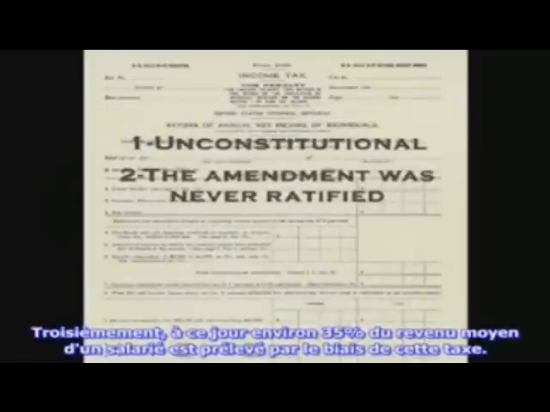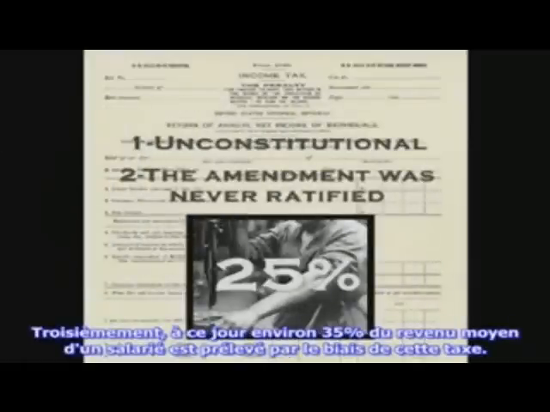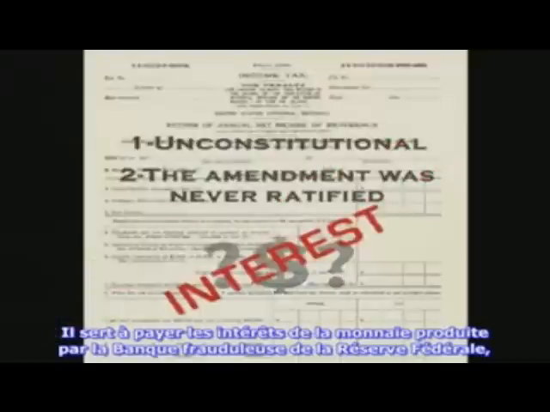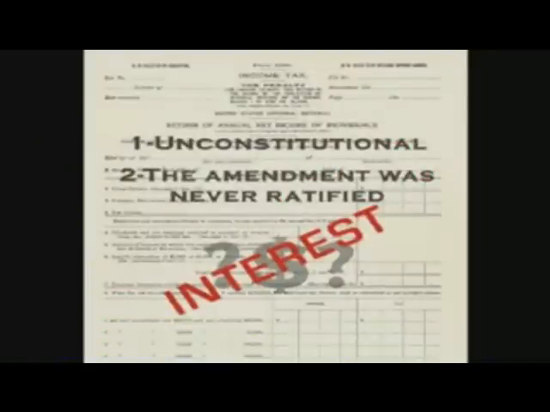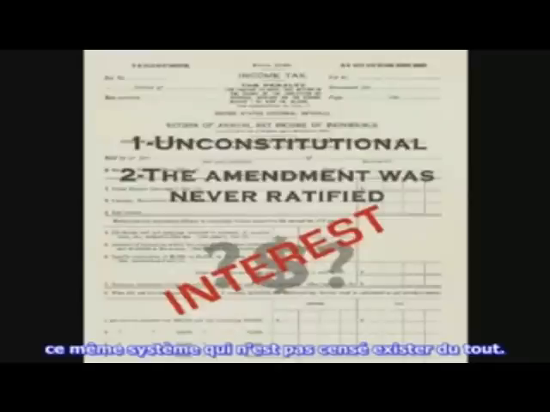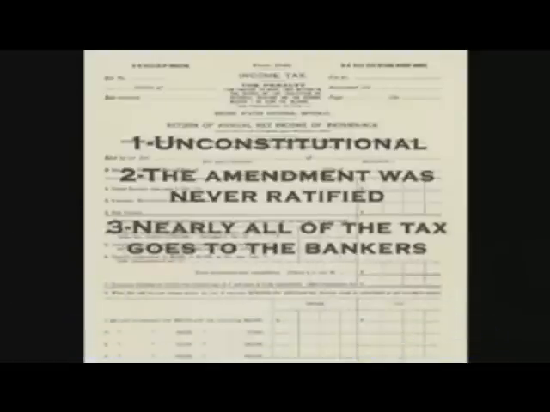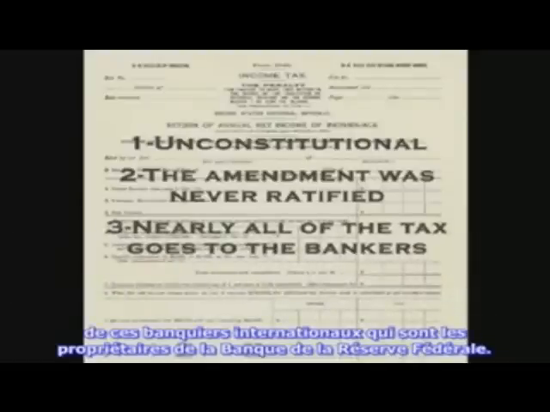Third, at the present day, roughly 25% of the average worker's income is taken via this tax. And guess where that money goes? It goes to pay the interest on the currency being produced by the fraudulent Federal Reserve Bank, a system that does not have to exist at all. The money you make working almost 3 months out of the year goes almost literally into the pockets of the international bankers who own the private Federal Reserve Bank.